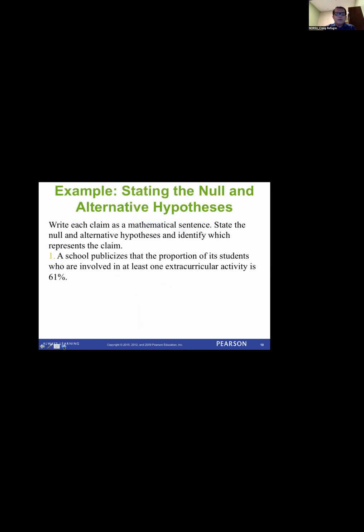Okay. So we have this example. State the null and alternative hypothesis given the condition. Write each claim as a mathematical sentence. State the null and alternative hypothesis and identify which represents the claim. When we say claim, we look into statistics as part of research. When we do research, we have a claim, and that's what we are talking about, the claim to be identified in the following statements.